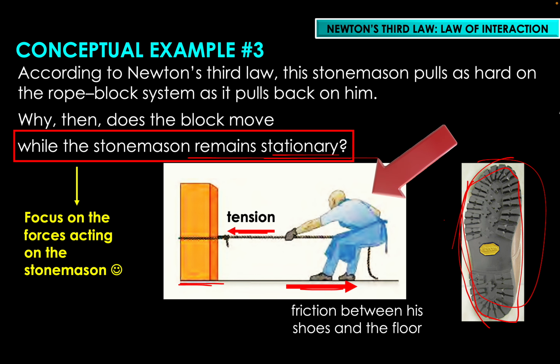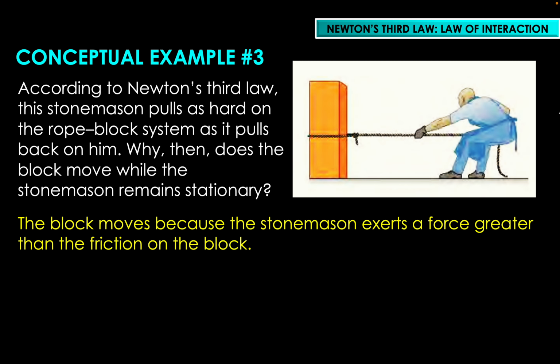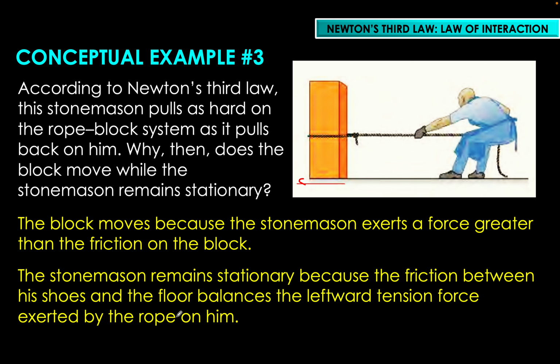So as a summary for that item, let's look at this. Again, the block moves because the stonemason exerts a force greater than the friction on the block. And then the stonemason remains stationary because the friction between his shoes and the floor just balances or equates the leftward tension force exerted by the rope on him, or by the block on him.